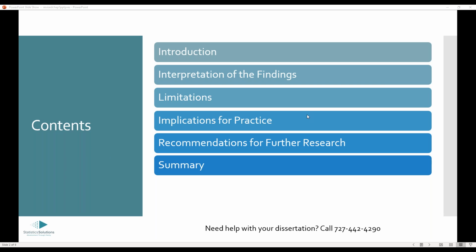Okay, so basically what we're going to cover are the general components of the discussion chapter. I always encourage everybody to get a hold of their school's specific template if they have one, because there are particulars that certain schools want. But generally, what we're including today are the components.